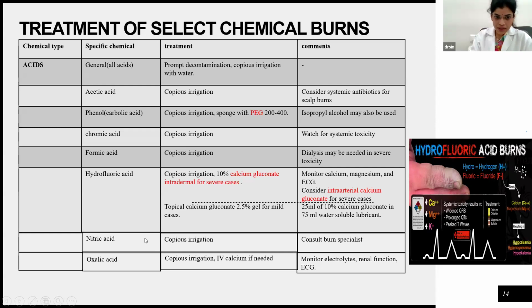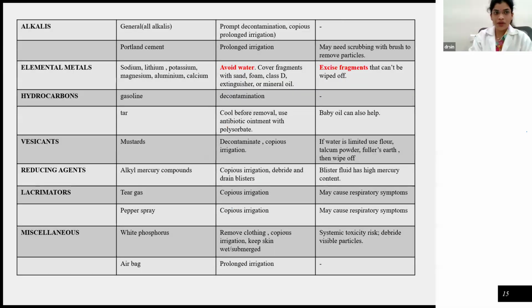And coming to the nitric acid chemical burns, copious irrigation is the key, and consulting a burn specialist at an earlier stage is what has to be done here. And that is because it causes deeper penetration, and especially in case of finger burns, the excision of nails is what is followed by plastic surgeons in nitric oxide and nitric acid burns. And in case of oxalic acid, copious irrigation is the key, and IV calcium if needed. And here also we need to monitor electrolytes and renal function, also ECG.